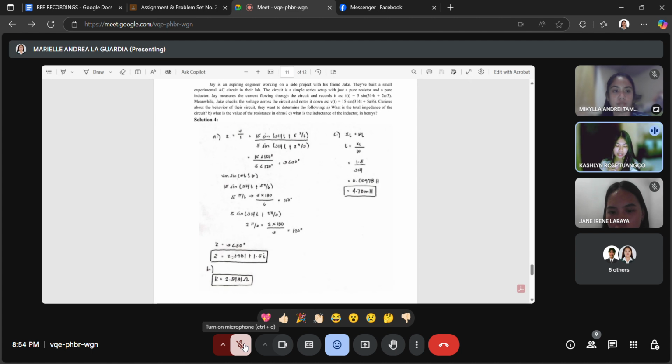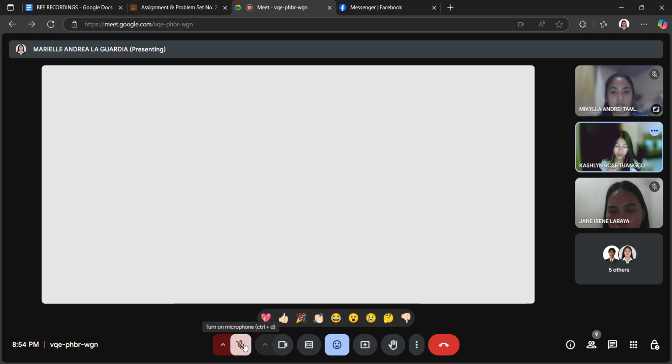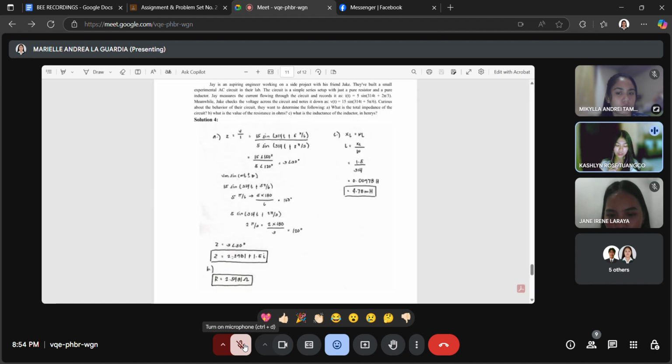From the result, the resistance is simply the real part of the impedance, which is 2.5981 ohms. Meanwhile, the imaginary part of the impedance represents the inductive reactance, which gives an inductance of 4.72 millihenry, obtained by dividing 1.5 by 2 pi f. And that concludes the explanation for solution number 4.